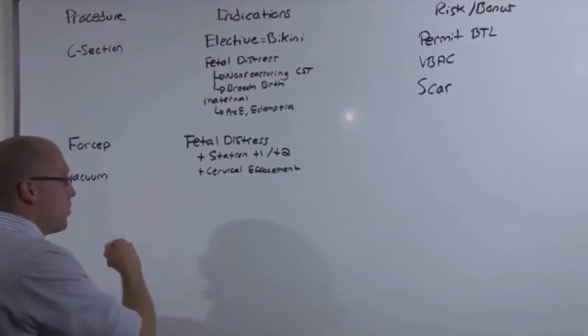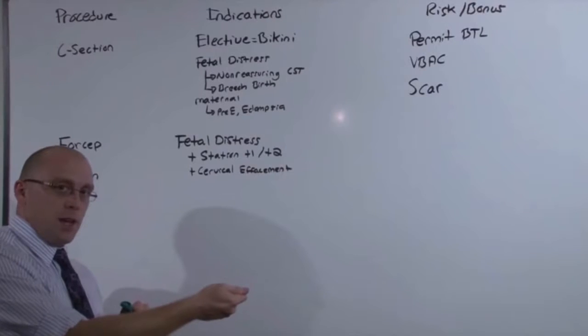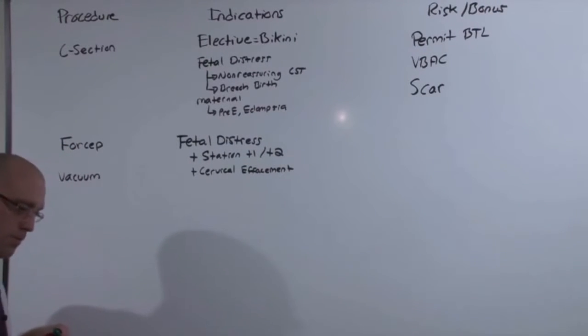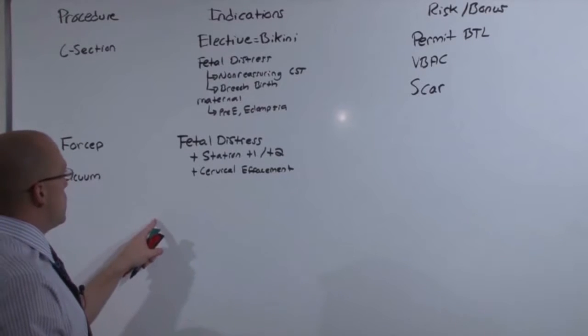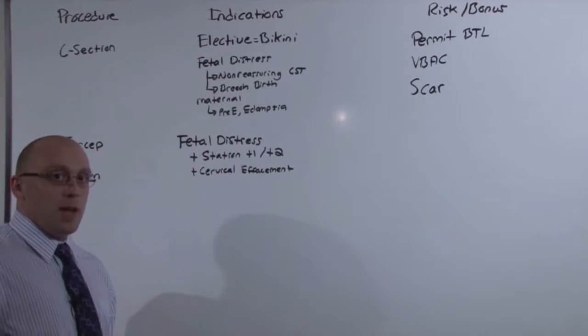With vacuum delivery, it's a little suction cone. You insert it in, put it on baby's scalp, turn on the vacuum, it sucks baby's head, and you pull it out. The risk with doing these procedures, though, is that you're manipulating soft tissue, both mom and baby, with some pretty hard force.